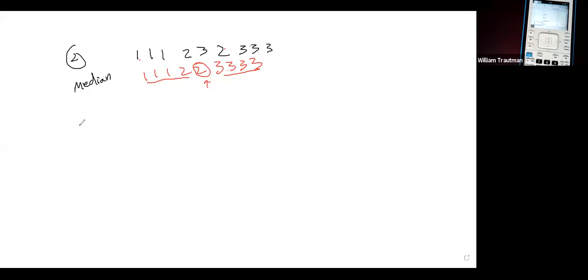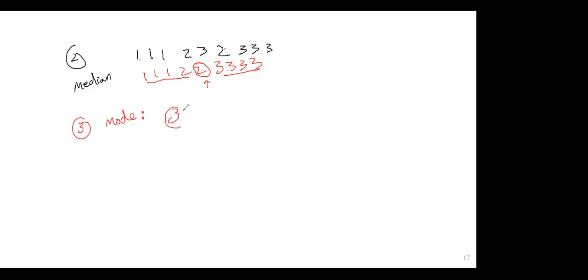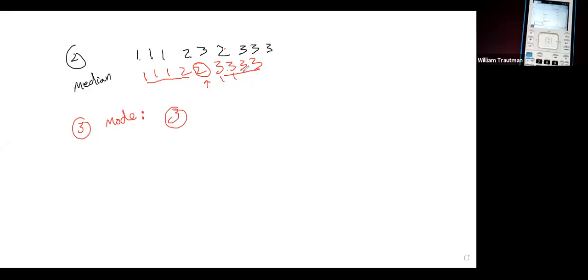Okay, so there's another question on the test. What is the mode? 3. The mode is 3 because 3 occurs the most often. There are 4 3s, there are only 3 1s. So 3 is the mode. So that's 3 questions on the test right there. How easy is this going to be?